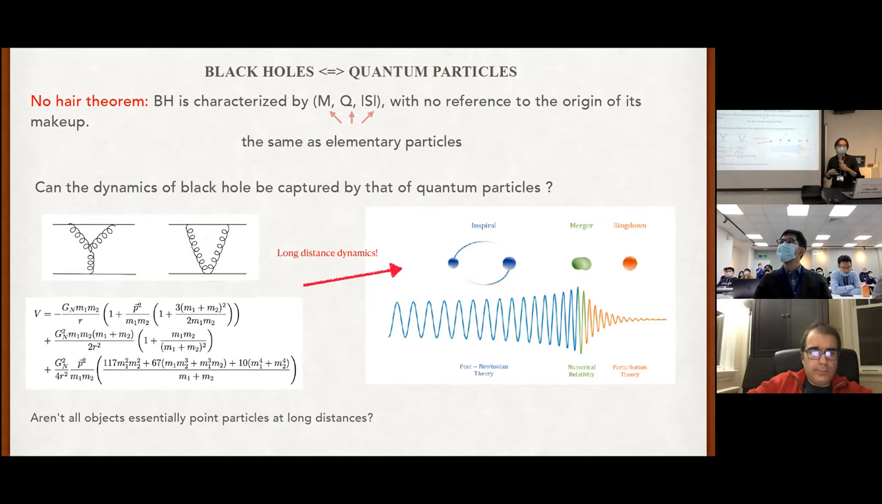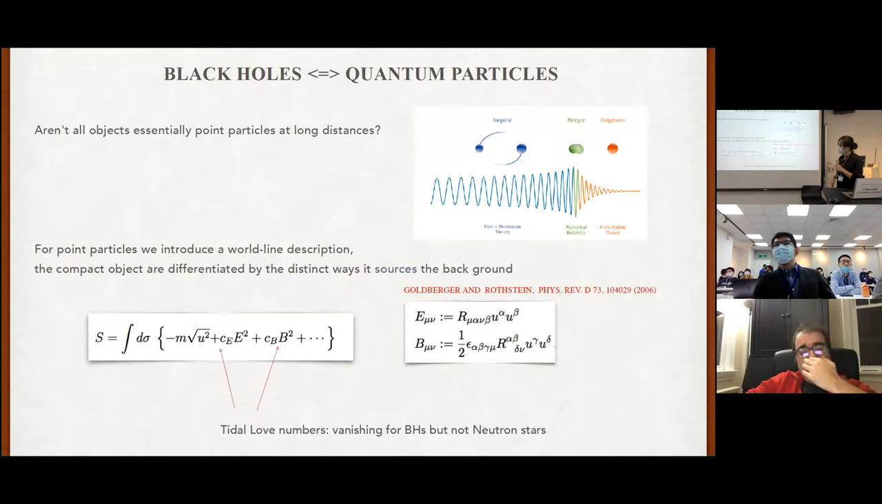So how does this description distinguish between black holes and things that are not black holes? Well, if you really want to talk about something that is a point particle, you want to do a worldline description, which we learn in quantum mechanics. In any quantum mechanics course, you usually just start with the leading term, which is a kinetic term. However, because now we're talking about something in a non-trivial background, on the worldline you can introduce an infinite number of higher dimension operators, which describe how these worldline degrees of freedom couple with the background.